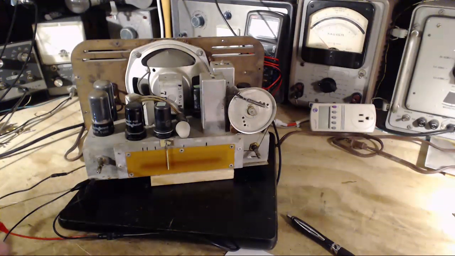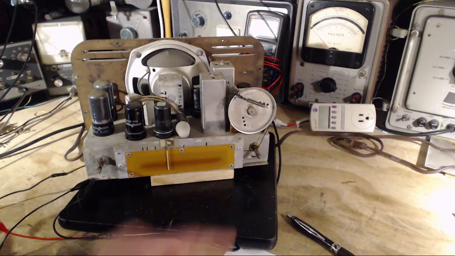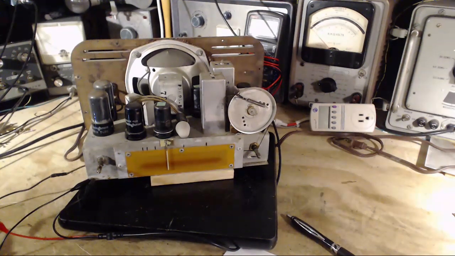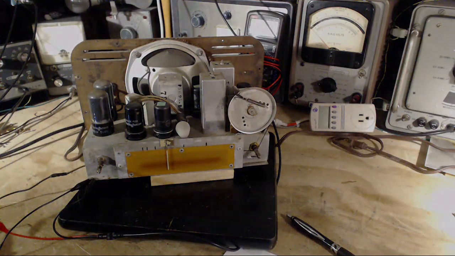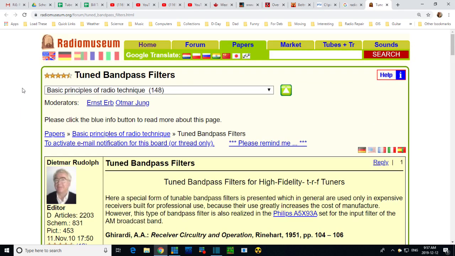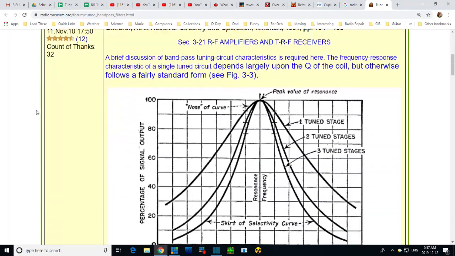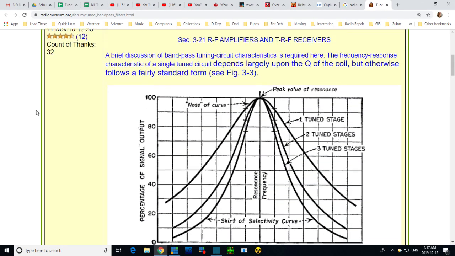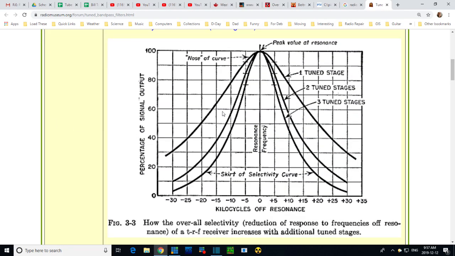Okay, so next thing we're going to do now is we're going to take a look at a standard curve, some curves I found on the internet, which I think will help us understand this stuff a little better. Okay, so I found this chart, believe it or not, on Radio Museum. And you can tell by the way it's printed, it's an old chart. This is from a long time ago.